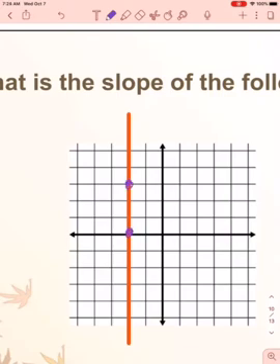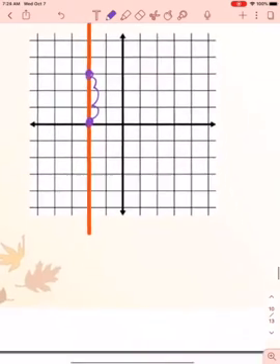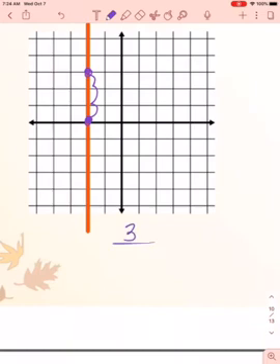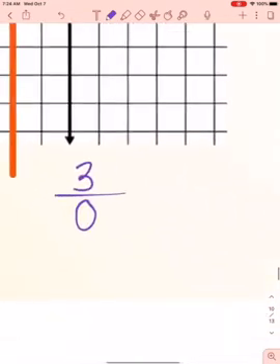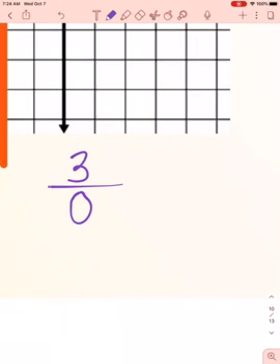Vertical lines are the complete opposite, okay? If I pick 2 points on a vertical line, and I count my rise, in this case I picked points that were 3 apart, so my rise was 3. But my run this time is 0. I don't have to move left or right at all to get from point to point. If you put 3 over 0 in your calculator, it's going to tell you that there is an error, okay?